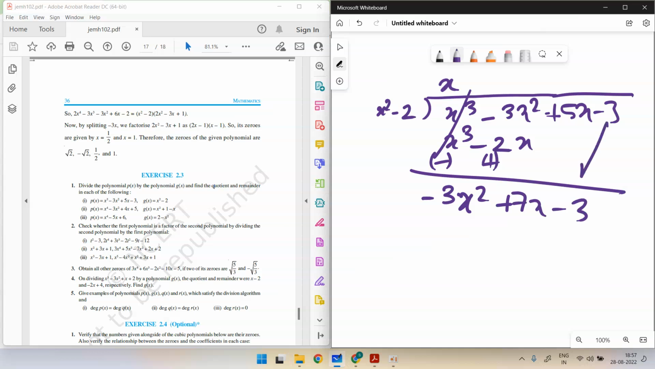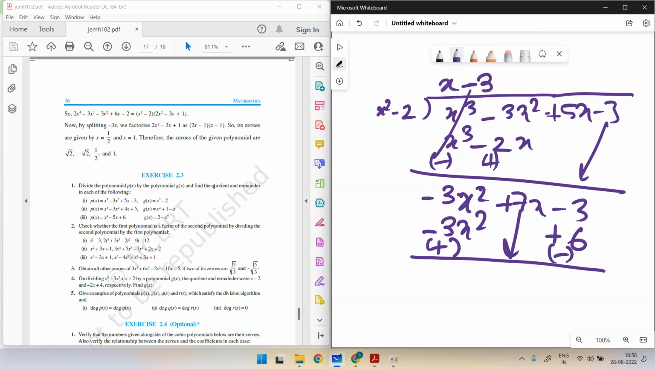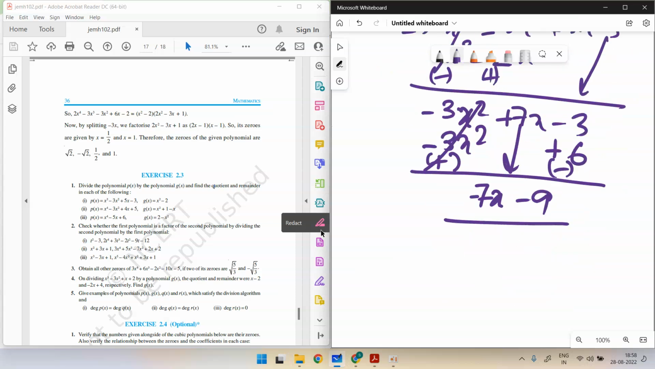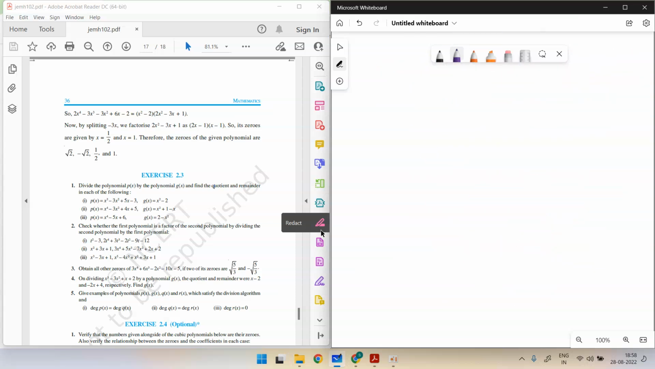Now you see it will drop from here. Next, x square into minus 3 gives minus 3x square and minus 3 times minus 2 gives plus 6. If you subtract this, this becomes positive, this becomes negative. The minus 3x square cancels, and the remainder is 7x minus 9. So the first question, first part is over.